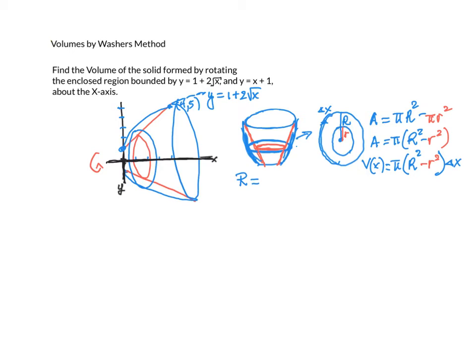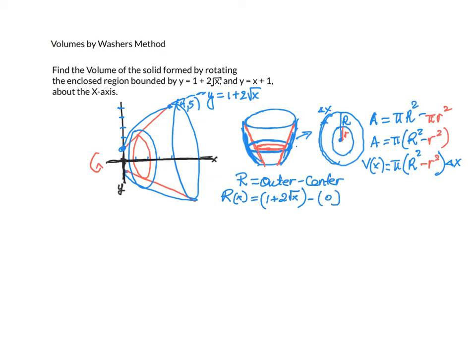The big radius, big R, or over here we can see the same thing, is the outer function minus the center of the circle. So we will write outer function minus the center, that is R of x, the big radius, is going to be 1 plus 2 times the square root of x minus 0. That's the center, y equals 0.